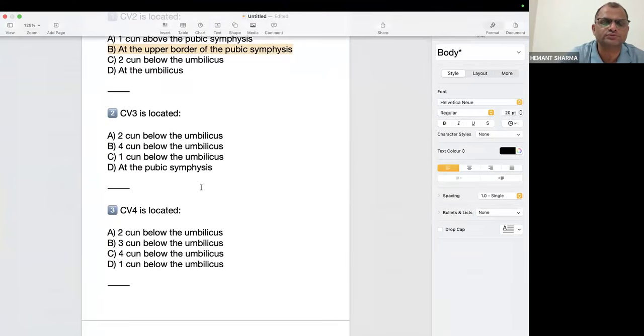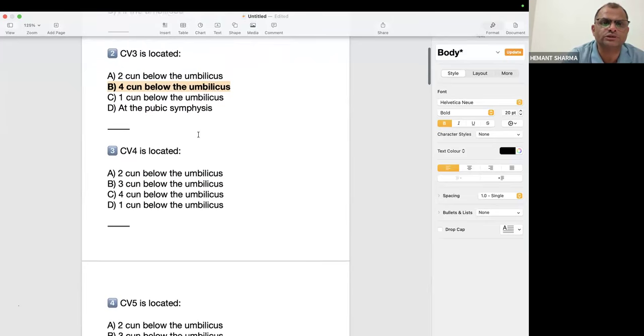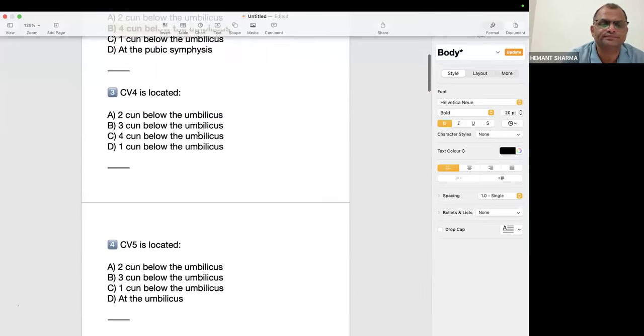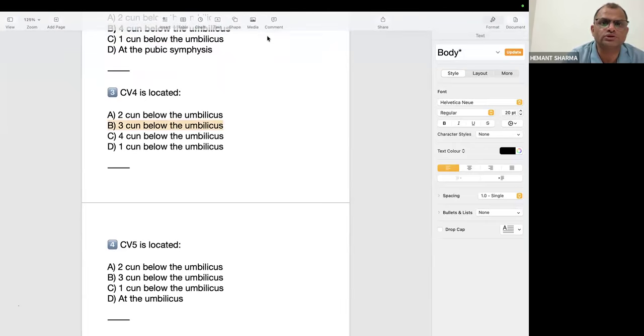Yes. Question number 2: CV3 is located 1 cun above the pubic symphysis... Portion below the umbilicus. B is the right answer. Question number 3: CV4 is located 3 cun below the umbilicus.